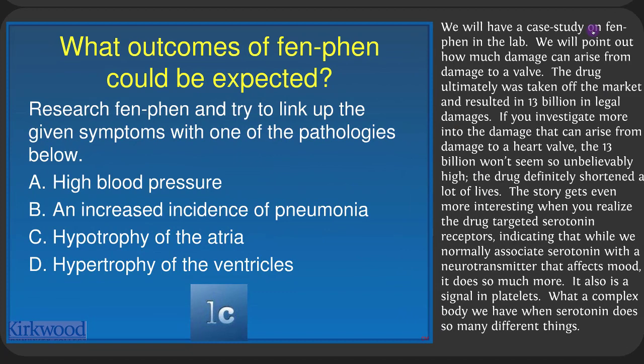What outcomes of fen-phen could be expected? You'd need to do a little bit of research here on what fen-phen is, unless you're old like me. We'll have a case study on fen-phen in the lab. We'll point out how much damage can arise from damage to the valve. So what fen-phen did is it damages the mitral valve, or really any valve, but the mitral valve is under quite a bit of pressure, or the aortic valve is also under a lot of pressure. The drug ultimately was taken off the market and resulted in $13 billion in legal damages.